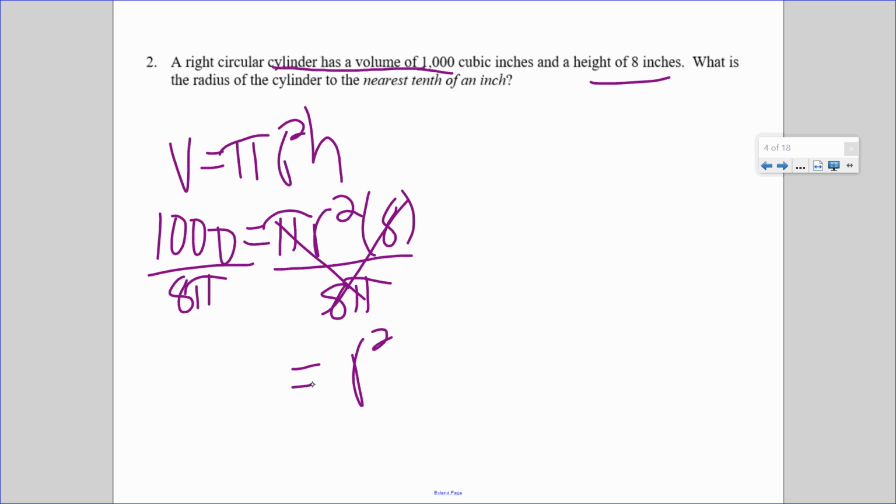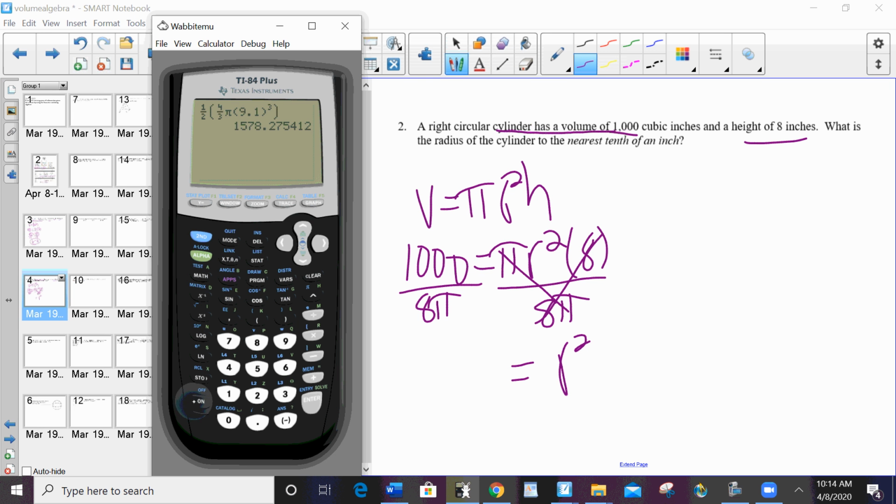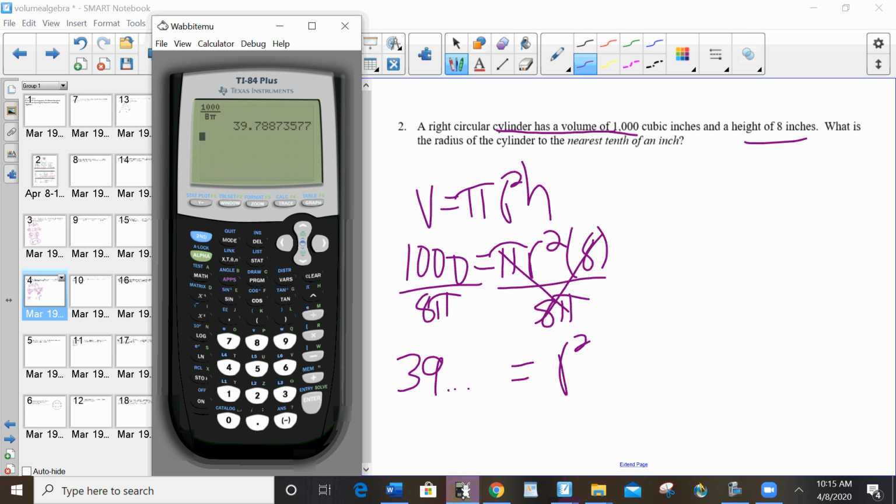R squared equals, I'm going to go to my calculator, I'm going to type in 1,000 divided by 8 pi. Make sure you're using alpha y equals enter. If you don't, you might get this wrong. 1,000 divided by 8 pi. Now, something we're going to talk about, you don't want to round until the very end. So don't round it at this point. What I'm going to do is write 39... What that means is there's more to come. So basically it's 39.7887357, but I don't have to write it all out.